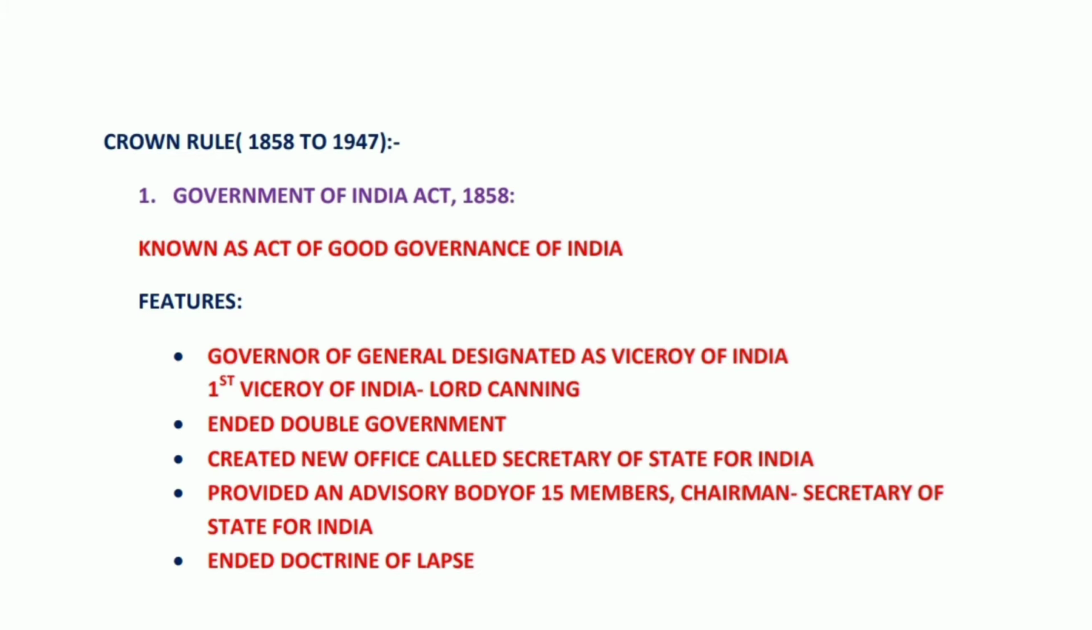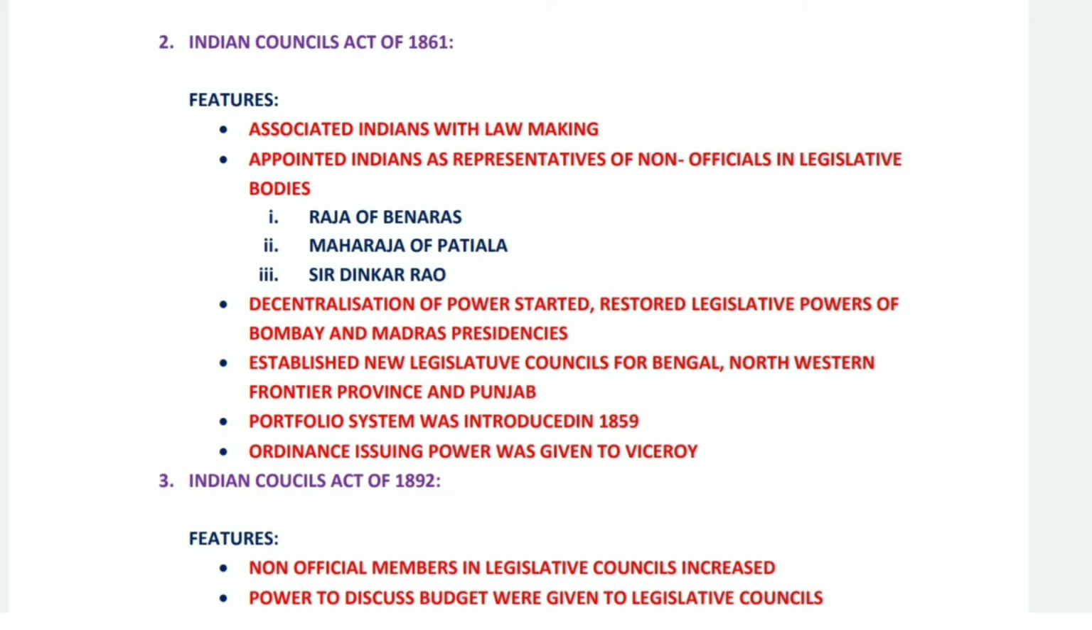So by seeing all this, after the 1857 revolt, the British government wanted more cooperation from the Indians in terms of administration. So they decided to introduce council acts, and the first council act was introduced, that is Indian Council Act of 1861, and this act brought a new beginning by associating some of the Indians with lawmaking. And in the meanwhile, these Indians were appointed by Viceroy as representatives of non-official members in legislative bodies, and these Indian members were Raja of Benares, Maharaja of Patiala, Sir Dinkar Rao.